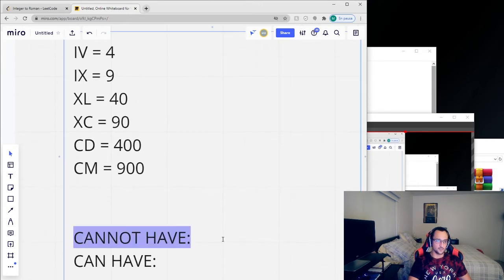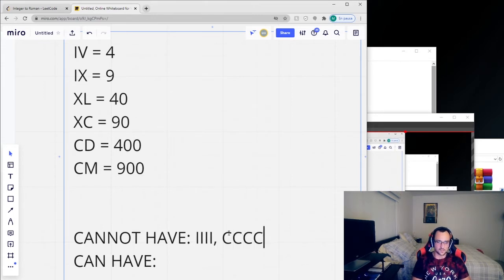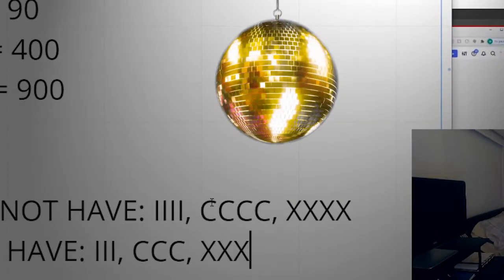Now, another rule that the Roman numeral system has is that you cannot use 4 of the same symbols together to represent a number. So, for example, you cannot have IIII, you cannot have CCCC to equal 400, and you cannot have XXXX. But you can have III, you can have CCC, and you can have XXX.